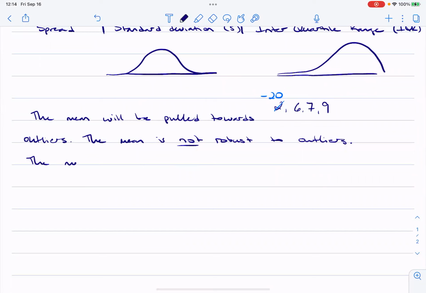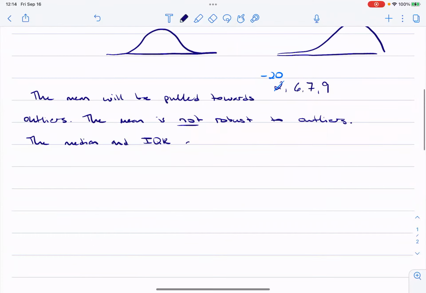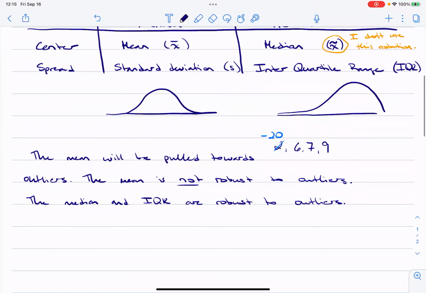The median and IQR, interquartile range, are robust to outliers, right? And so that's why we use them as measures of center and spread for non-normal distributions. Okay. I didn't really write anything about this example, but hopefully that kind of made sense.